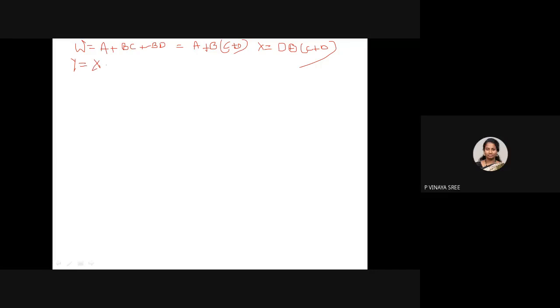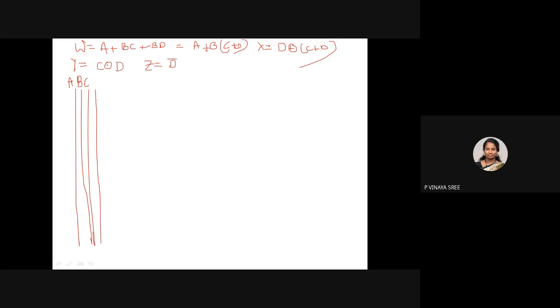Next for Y, C XNOR D. Okay. For Z, D complement. So for all the inputs, we have 4 inputs, A, B, C, D. In that, only for D we have a complement. So the remaining all we will be writing as they are. A without any complement, B also without any complement, C also. But coming to D, we have to use the complement of that also.